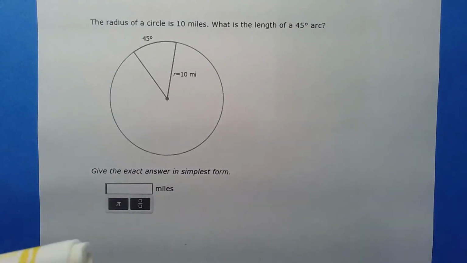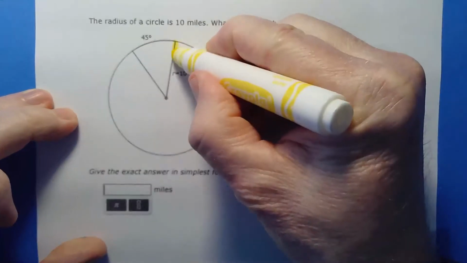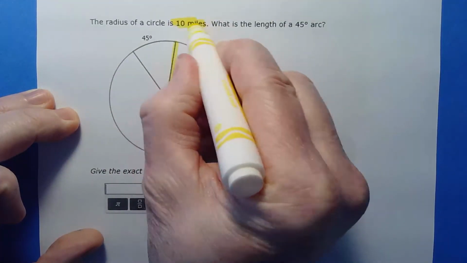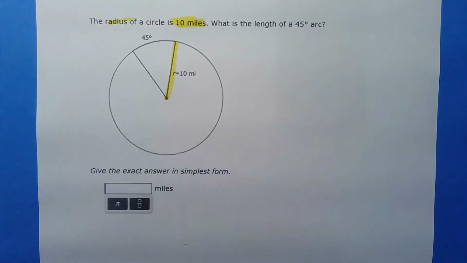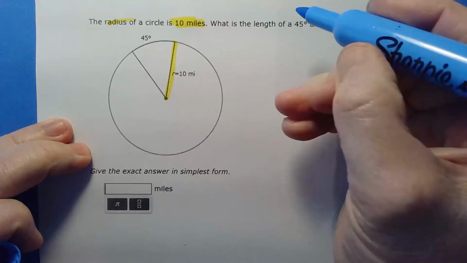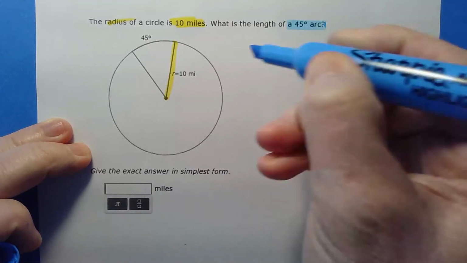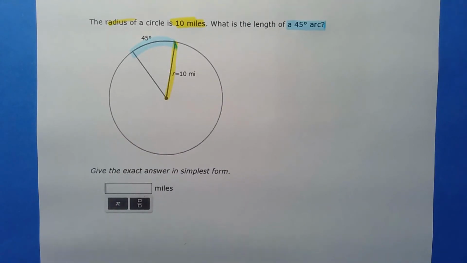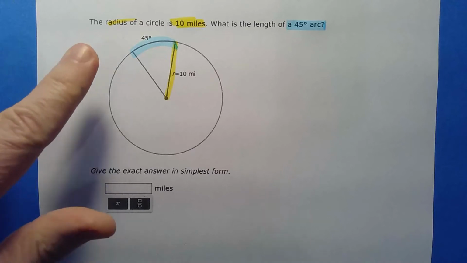All right. So again, let's just get this straight here. I got a radius here, right? Radius is 10 miles. So that's my radius. The arc is 45 degrees. So from here to here is 45. And what it wants us to do is tell us the length.